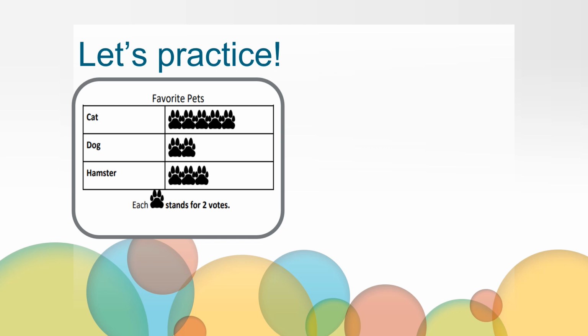Are you ready to share your thinking? First, let's count how many people voted for each pet as their favorite. Did you remember to use the key to help you count the votes for each pet? Remember, each paw print stands for 2 votes. Here are the totals you should have gotten. Take a moment to check your work.